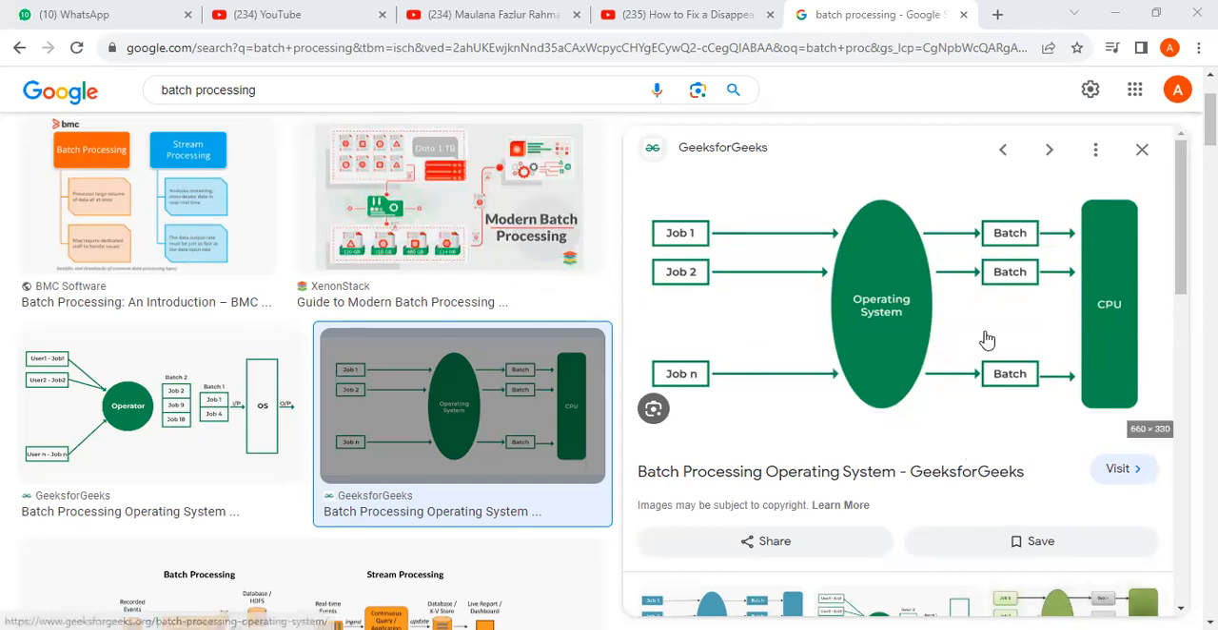Okay, now see here. Different jobs are coming. The operating system collects each job and then sends them to the processor in the form of a batch. So the CPU can perform processing on each batch in one go, which saves a lot of time. Instead of giving one job at a time for processing, the operating system collects many jobs, and when it has collected a number of jobs, they are sent to the CPU for processing. So CPU time is saved. Got that? This is called batch processing.